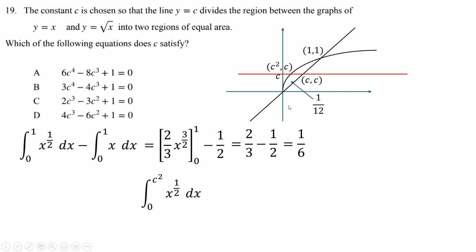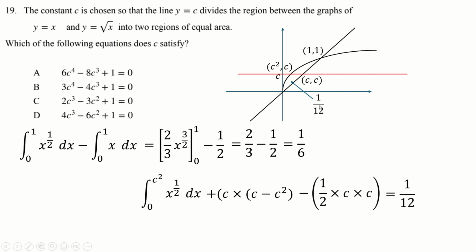So integrate the curve between 0 and c squared. This rectangle: c is its height, times c minus c squared is its width. Should have closed another bracket there, but whatever. And then this triangle is just a half times c, which is nice and obvious. That should equal a 12th.